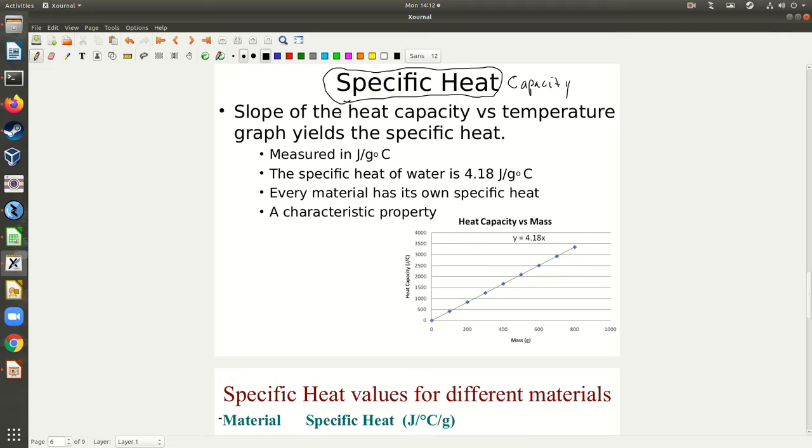So the slope of the heat capacity versus mass is going to yield the specific heat. Basically what we did was we took all of our heat capacities and graphed them on the y-axis versus the actual mass, and then when we found the slope, we got 4.18. This is what's called the specific heat of water. It takes 4.18 joules to heat up 1 gram of water 1 degree Celsius. The unique thing about specific heat is it's true for all of the substance. So this is true for all water.